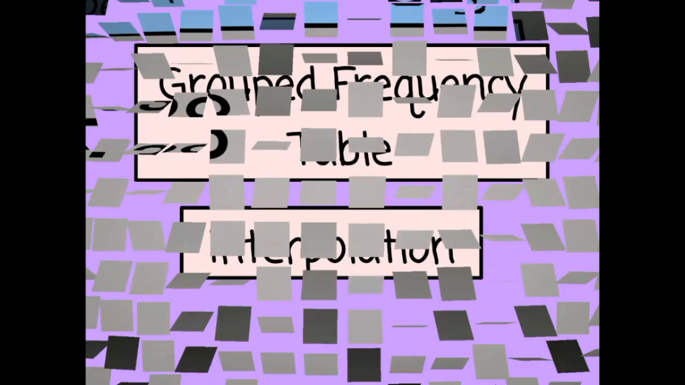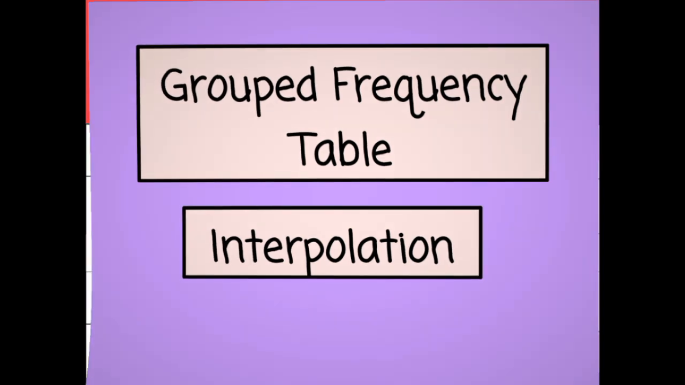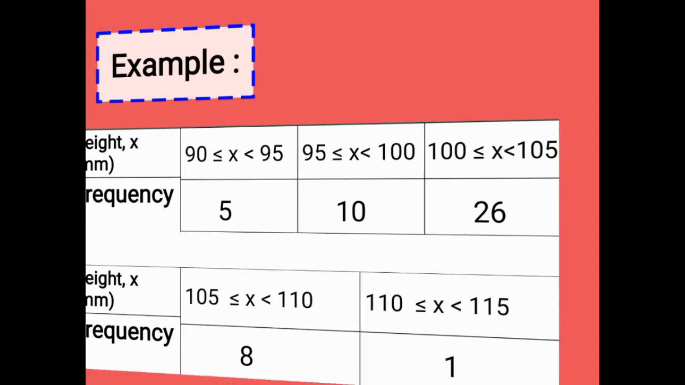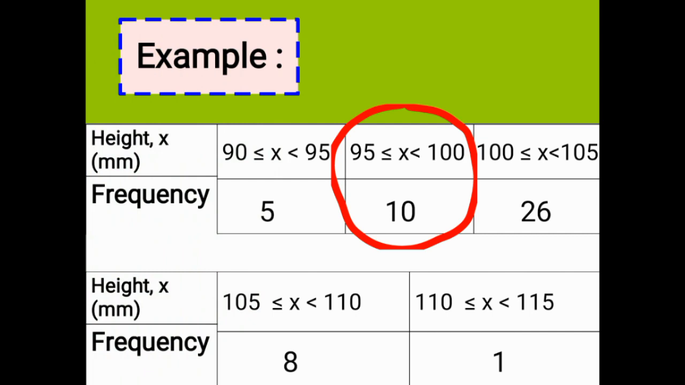When data are presented in a grouped frequency table, we can use interpolation to estimate the median and quartiles. When interpolation is used, we assume that the data values are evenly distributed within each class. For example, the heights of 50 clover flowers are summarized in the table given here. So, Q1 equals 50 over 4 equals 12.5. The lower quartile is the 12.5th value and the 12.5th value lies here.